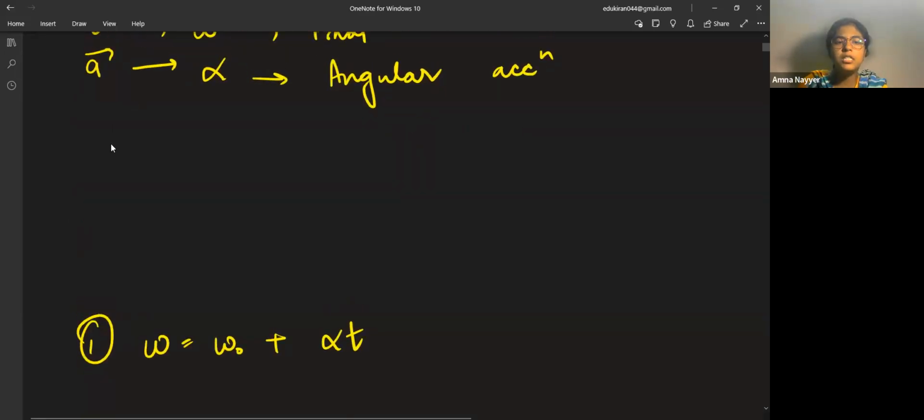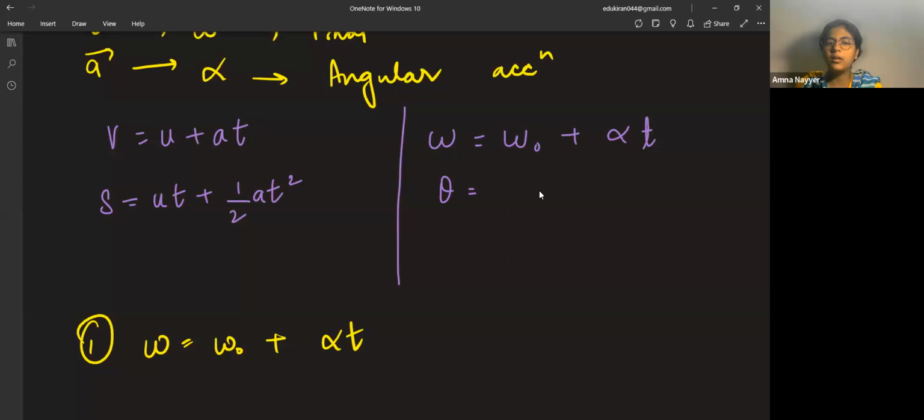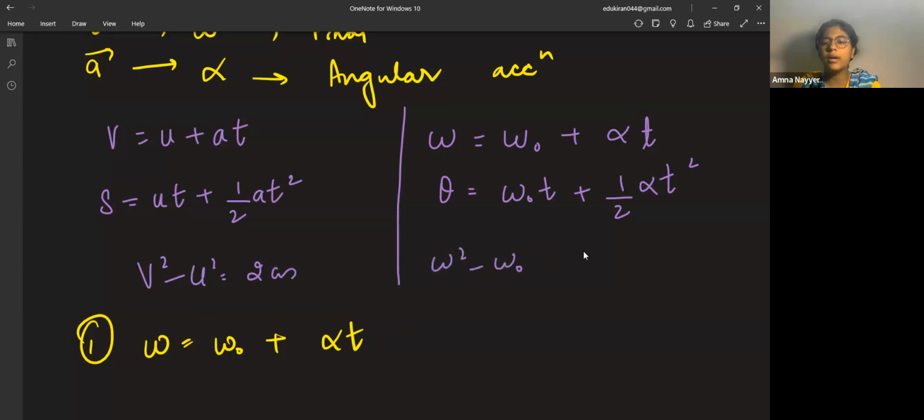You have these equations. V is equal to U plus AT. Here it will become omega is equal to omega naught plus alpha t, time will be the same. Then we have S is equal to UT plus half AT square. Displacement theta is equal to omega naught t plus half alpha t square. V square minus U square is equal to 2AS. So omega square minus omega naught square is equal to 2 alpha theta. Like this you have to do.